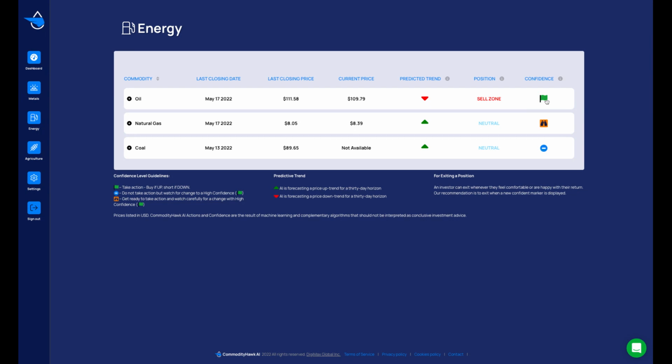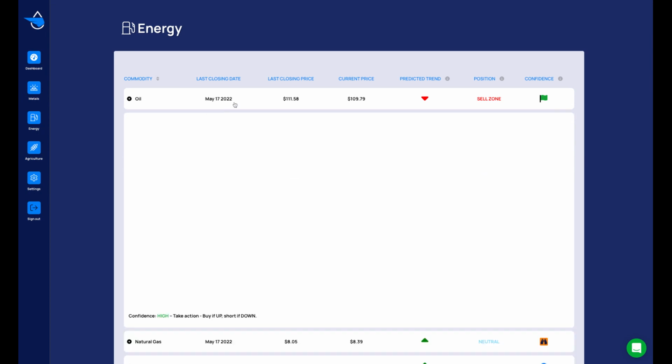Now, you will notice that there are three different confidence levels illustrated over here. The second one, for natural gas, is get ready to take action, and we will go into details to understand why this is there. And the other one is do not take action, but watch for a change to a high confidence. Let's start with oil.